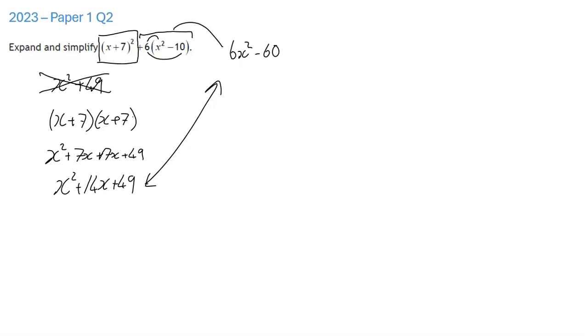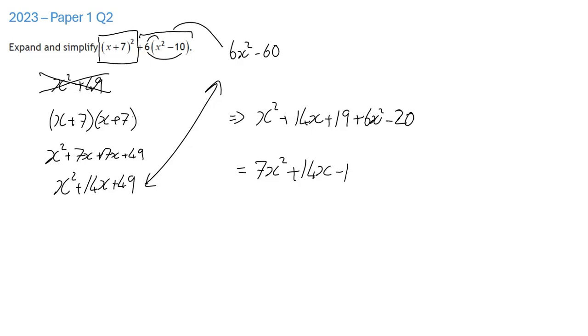Now, because it's a plus 6 outside the bracket, I don't have to worry about any signs with the 6x squared minus 60. They're all taken care of. So my overall thing would then become x squared plus 14x plus 49, and then plus the 6x squared minus 60. And I'd then just have to simplify that one down, and what I'd end up getting is 7x squared plus 14x minus 11.